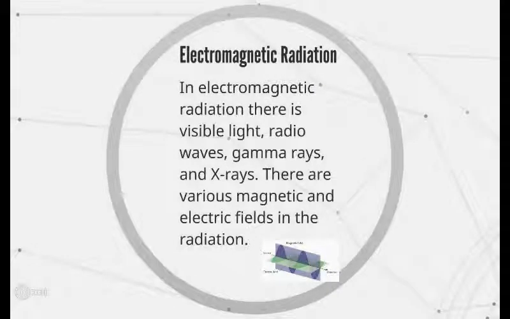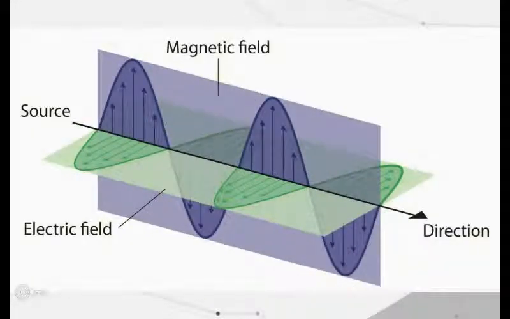Electromagnetic radiation. In electromagnetic radiation, there is visible light, radio waves, gamma rays, and X-rays. There are various magnetic and electric fields in the radiation. Here is a diagram. You can see the source coming in and the direction, and here's the electric field and the magnetic field.